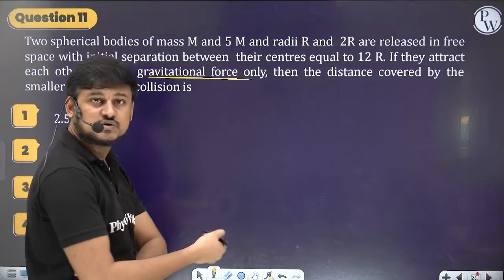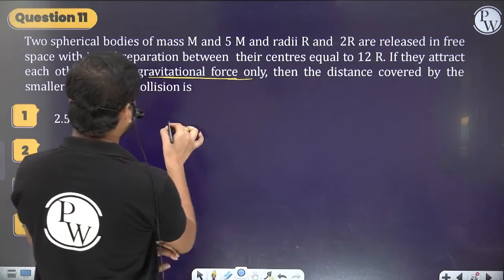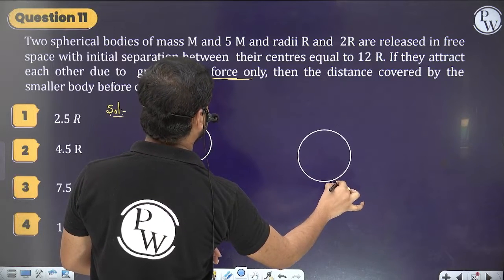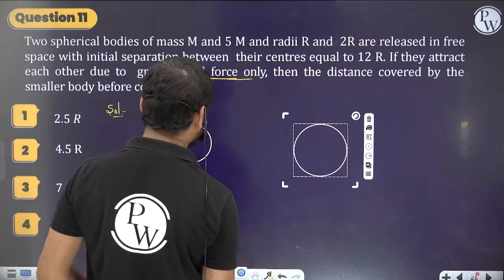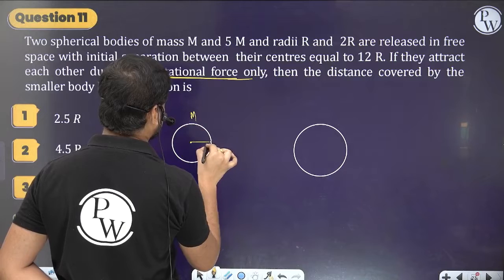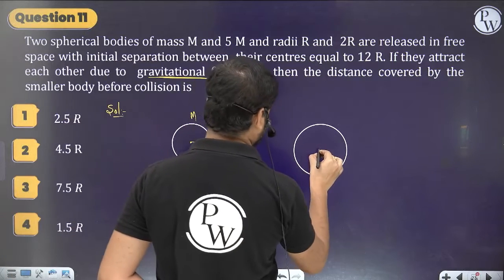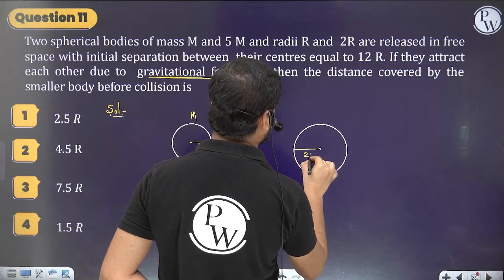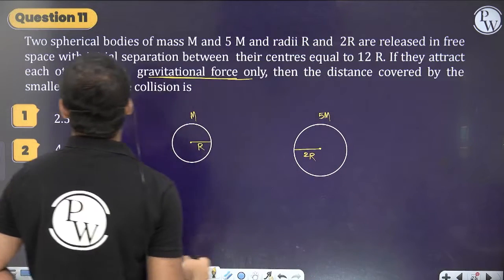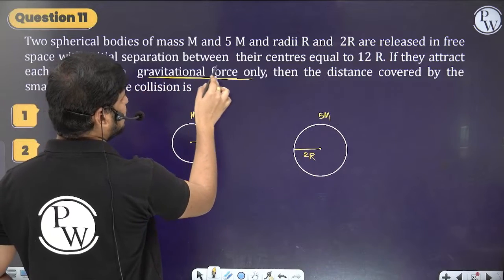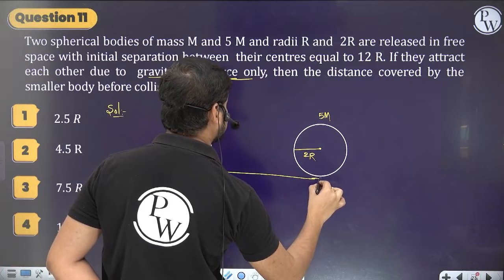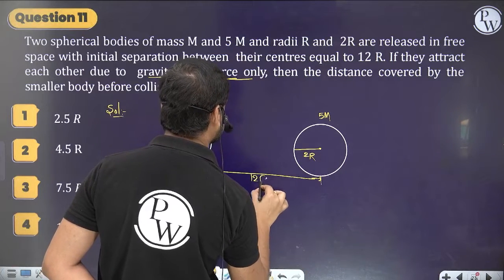So try to understand this concept, guys. Here there is an M mass body and one more, a 5M mass body. These are the two masses. This is of mass M and radius R, and this is of radius 2R and mass 5M. Fine, right? They are released in free space with the initial separation between their centers, center to center distance, being 12R. From here to here, the distance is 12R.